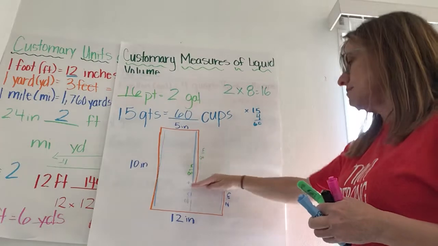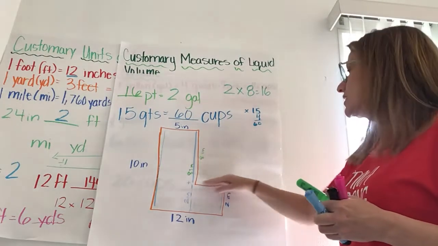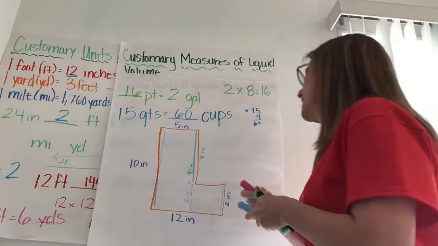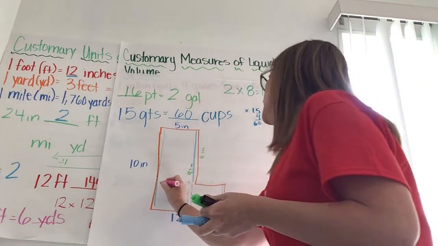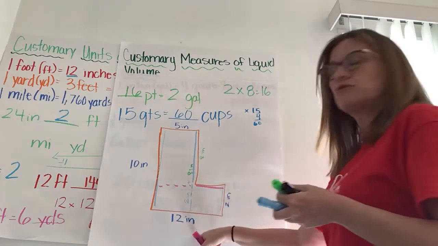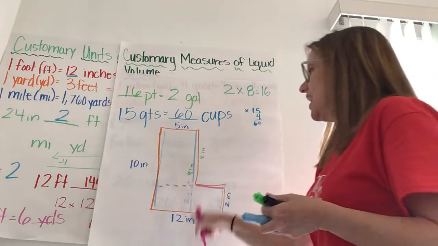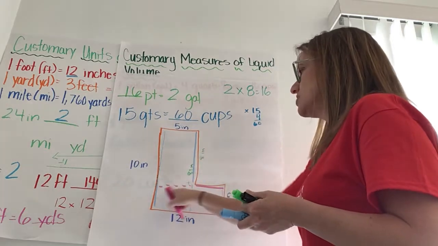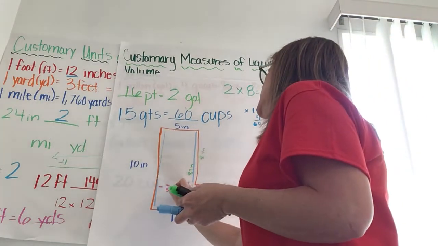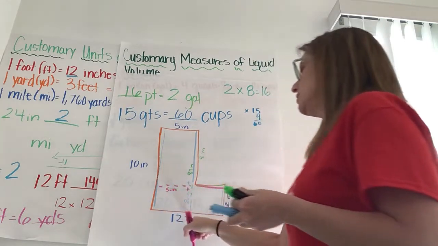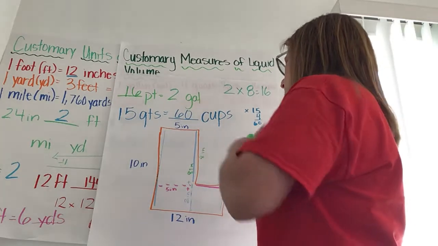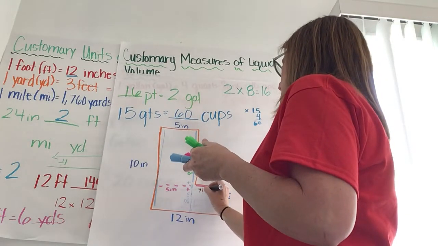So I have the same thing right here. I have that little part that I don't know what it is, but if I had a line, I know that this plus this equals 12. And I know that this dotted line is the same as this line, and that is 5 inches. 5 plus what equals 12? 7. So I know that this is 7 inches.